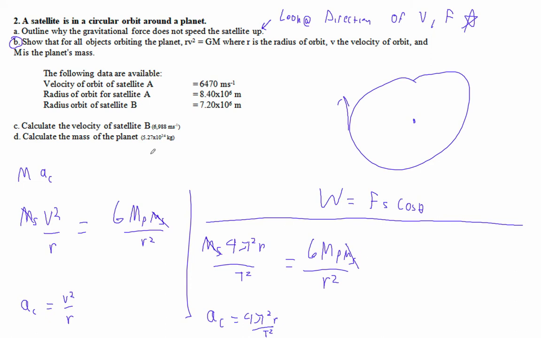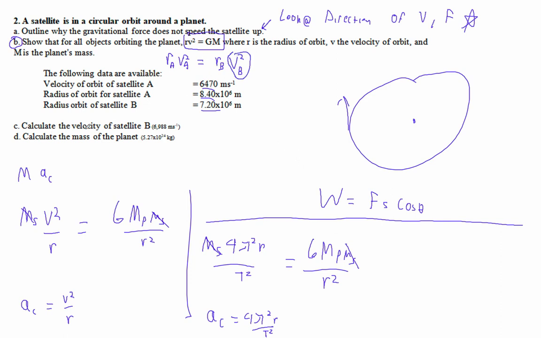Then calculate the velocity of satellite B. You're just going to use this expression: the radius of satellite A times the velocity A squared is going to equal the radius of B's orbit, which you have, you've got everything so far, times the velocity B squared, and this is the only thing you're solving for. So just use that expression.